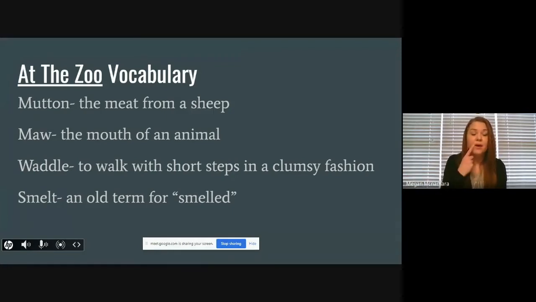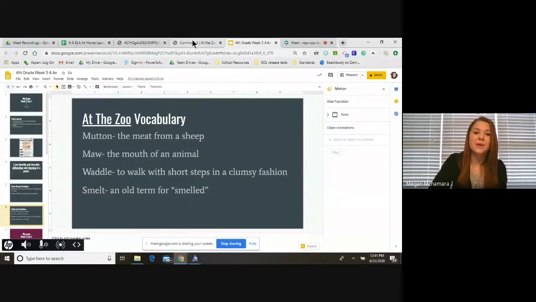Maw is the mouth of an animal. Waddle is to walk with short steps in a clumsy fashion. Sometimes we describe the walking of a penguin as a waddle. And smelt is just an old term for smelled. So smelled and smelt are synonyms. All right, so keep those definitions in the back of your mind.